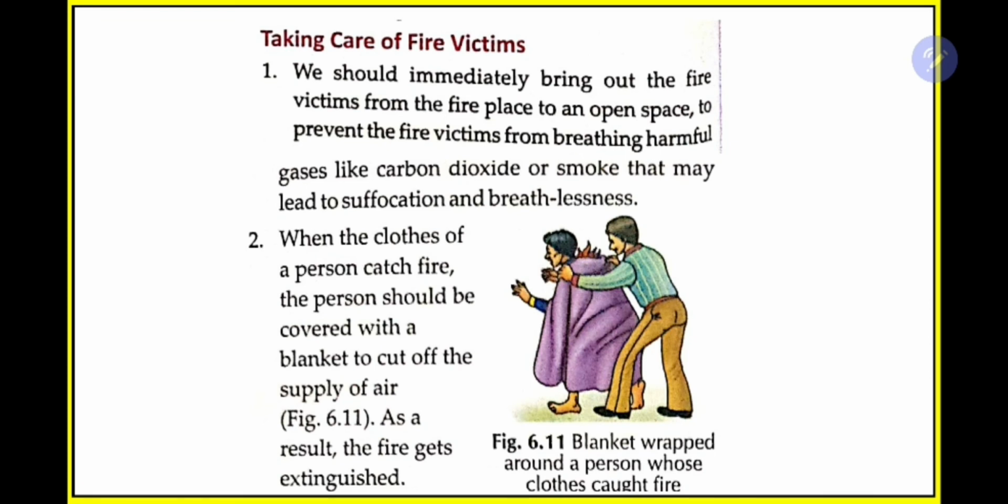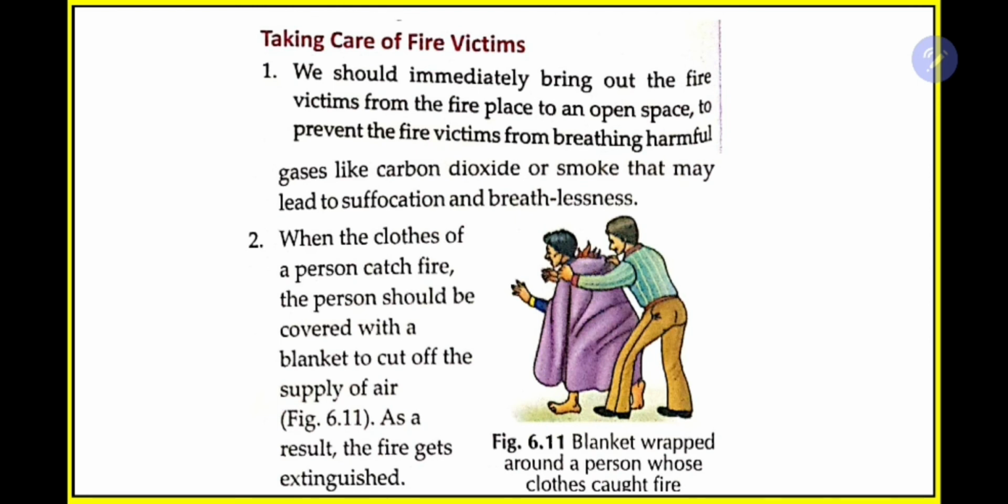One is we should immediately bring out the fire victims from the fireplace to an open space to prevent them from breathing harmful gases like carbon dioxide or smoke that may lead to suffocation and breathing illness. So in a fire, people often die before the fire catches them. Why? Because whenever there is a fire, there is excess smoke and carbon dioxide, carbon monoxide, right? So whenever people breathe this smoke, they have breathing issues, and due to blockage of the breathing process, they die before the body gets burned.